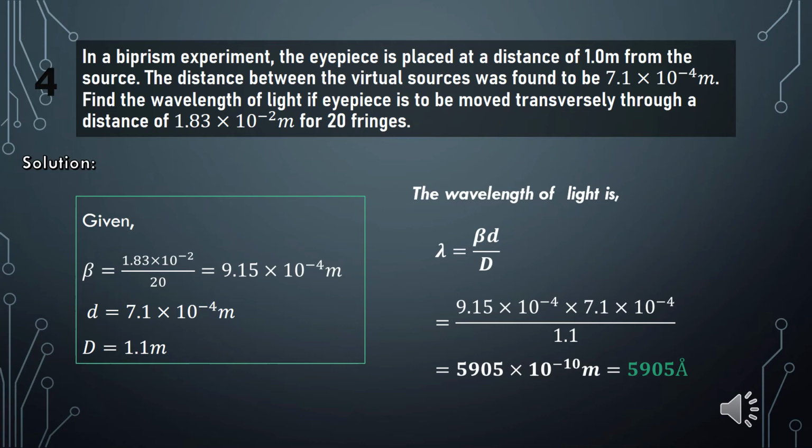The distance between the two coherent sources, small d, is equal to 7.1 × 10^-4 meter, and the distance of the screen from the source, capital D, is equal to 1.1 meter. Substituting in the expression for wavelength, lambda is equal to beta small d by capital D, and simplifying we obtain lambda is equal to 5905 × 10^-10 meter, which is equal to 5905 Angstrom.